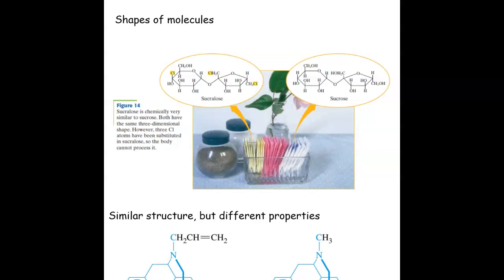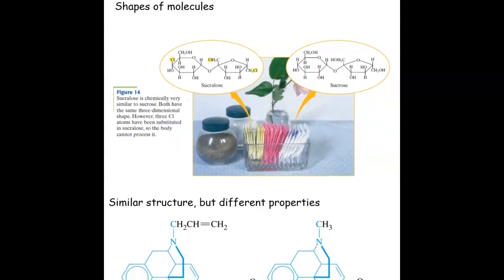The shape of a molecule is very important in terms of how it works. In this first example, sucralose, Splenda, has a similar shape to sucrose, so our taste buds sense both of those as sweet. Sucralose, however, has chlorine atoms, so our digestive system cannot process it. This makes it a 0-calorie sweetener.